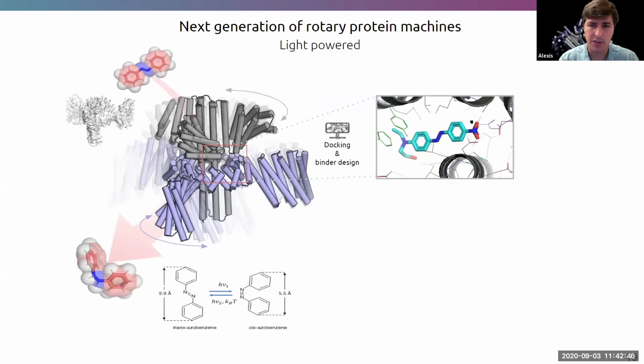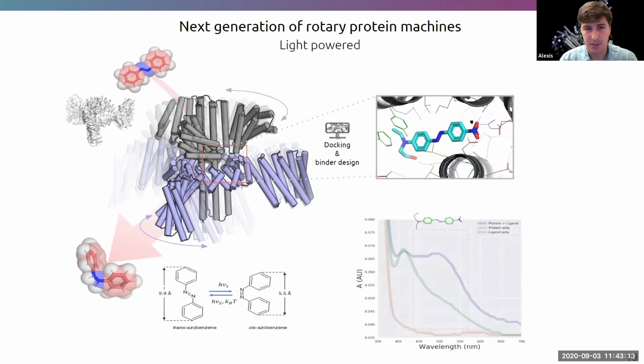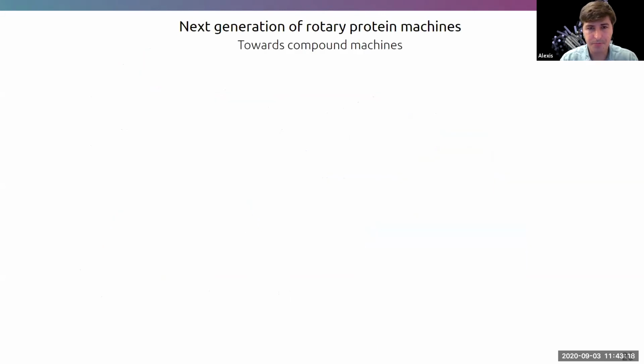Something I've also been working on is trying to install light-activable behavior, where instead of installing a catalytic activity where you bind a fuel and cleave it, we can also bind a small molecule that can be activated by light. So you change the conformation of the molecule by shining light on it, and that should also allow us to power a rotary engine. We have preliminary data on that. It seems like we're able to bind the small molecule.